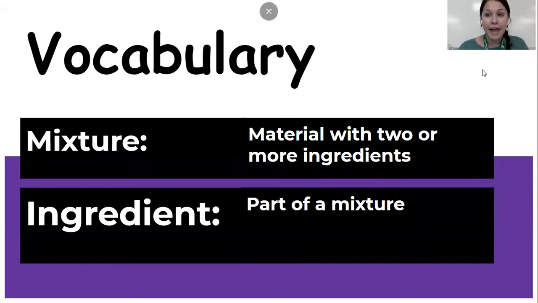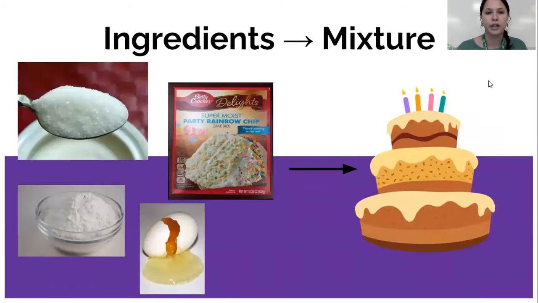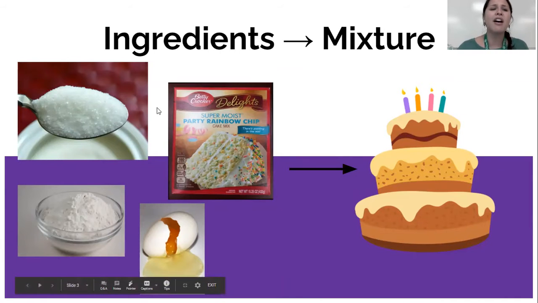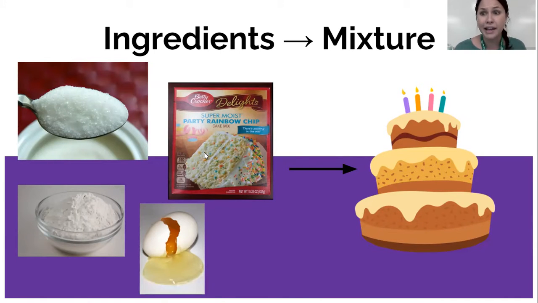Now, we learned last week that a mixture is a material that's made with two or more ingredients, and an ingredient means part of a mixture. So when we think about a cake, a cake is a mixture, but you need all of these ingredients and probably even more to make this big birthday cake. So you take ingredients, which are different materials or substances, mix them together, and that makes a mixture.